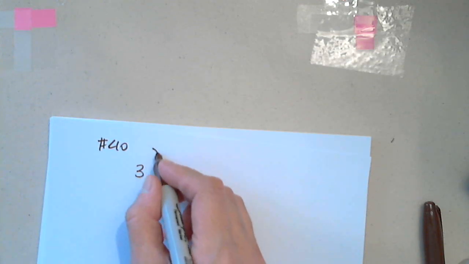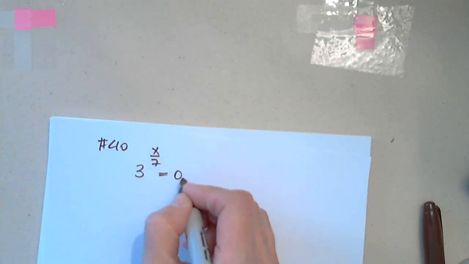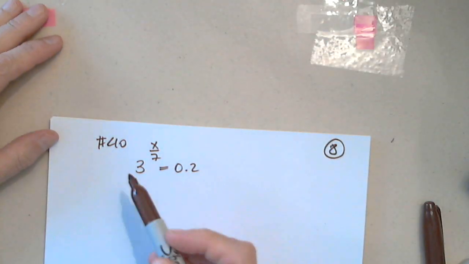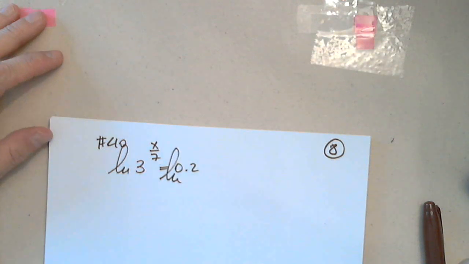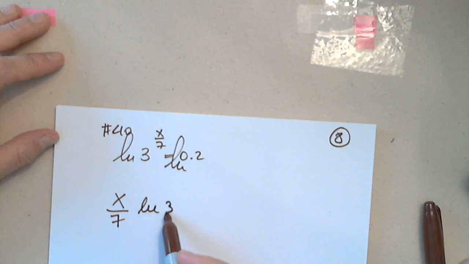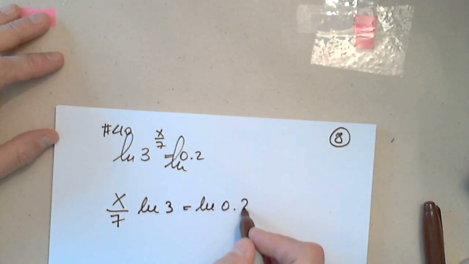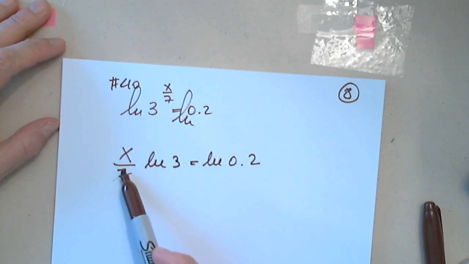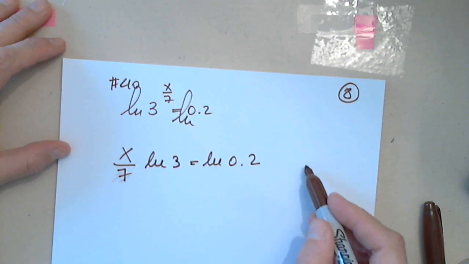This is 3 raised to x over 7 equals 0.2. There is no way I can present 3 and 0.2 with the same base. Obviously, I have to apply log or common log to both sides. The power becomes a factor in front. My first step, I would like to get rid of this, multiplying both sides by 7.